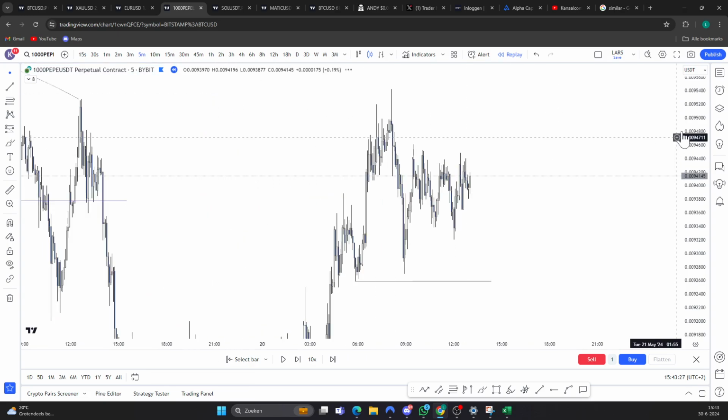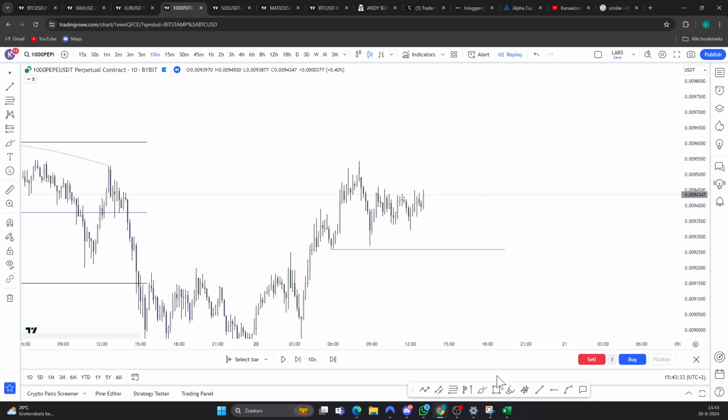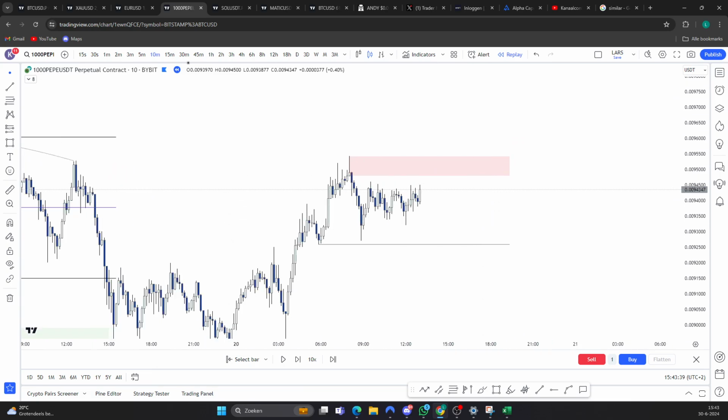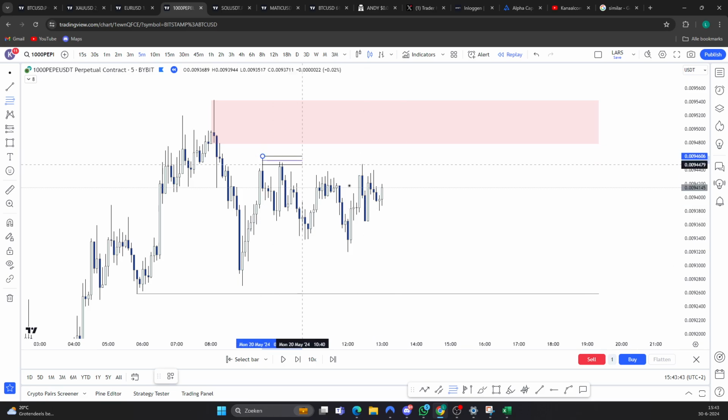Let's clean the chart up. Also very important, always keep your chart clean. We have some resistance right there now. We're kind of in this local range.